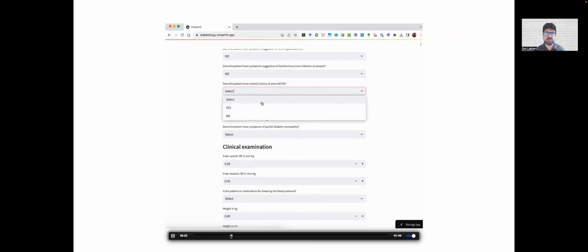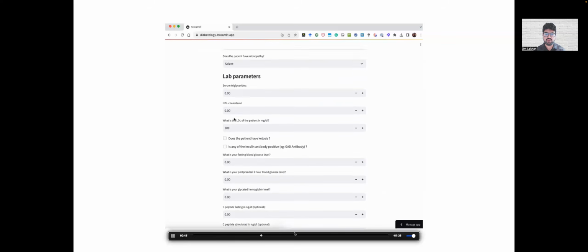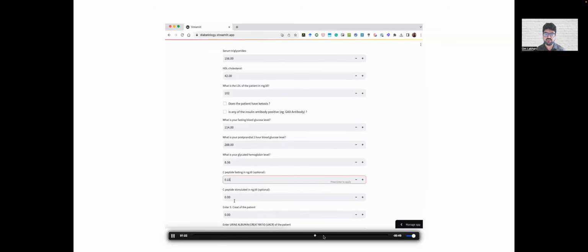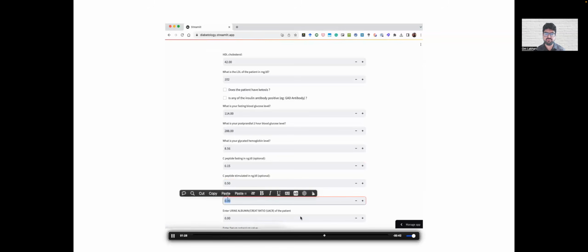I'll quickly go through the other things. What I want to really show you is what happens when we enter all the data. So assume we have entered all the data. Now here we entered the C-peptide value. It's nanogram per ml. This is the bug I'm talking about. So we changed this, entered 0.15 and 0.50 here, the fasting and the stimulated C-peptide values.